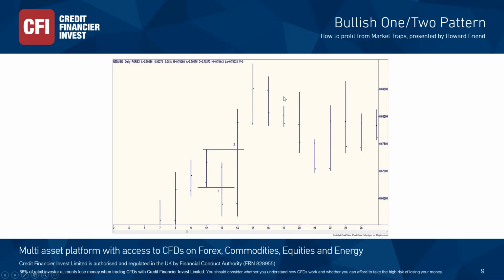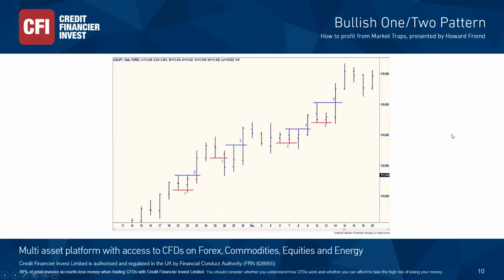Another example here, market thrust to the downside, turns higher. So just a little bit about market structure. Okay, moving on, some more examples, this time on dollar yen, USDJPY, daily chart.